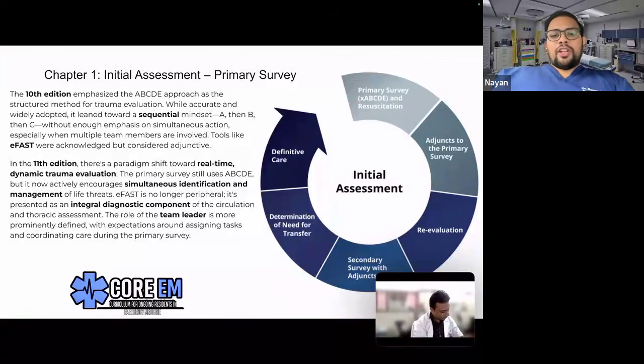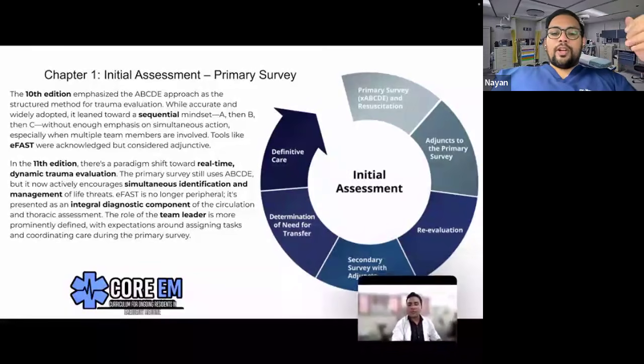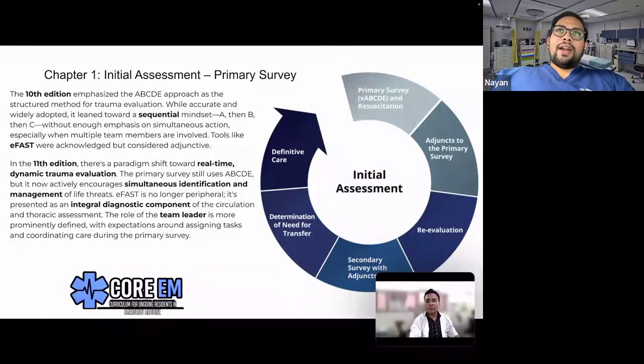So the first chapter is initial assessment, and they have given a very good diagram here of initial assessment and the components of initial assessment. And how I'm going to plan this class is that I'm going to explain what was there in the 10th edition and what is new in the 11th edition. That's how we will compare and go forward in this entire discussion. The 10th edition also told about the components of initial assessment as the primary survey, the adjuncts to primary survey, re-evaluation, secondary survey with the adjuncts, determination for need for transfer, and definitive care.